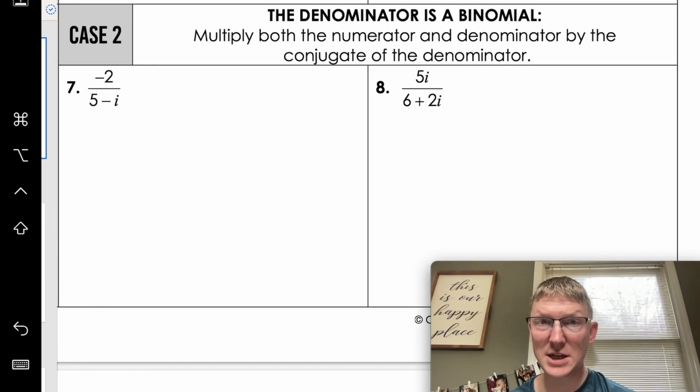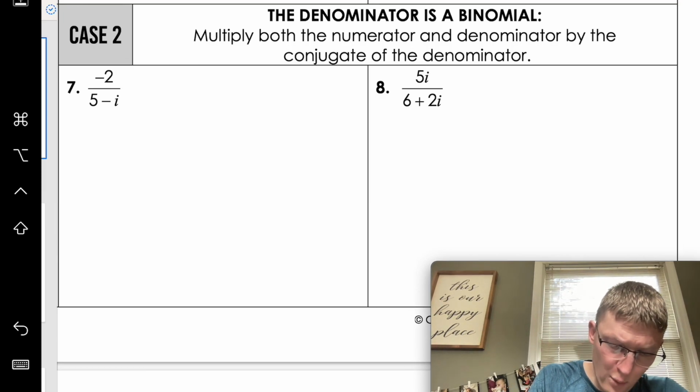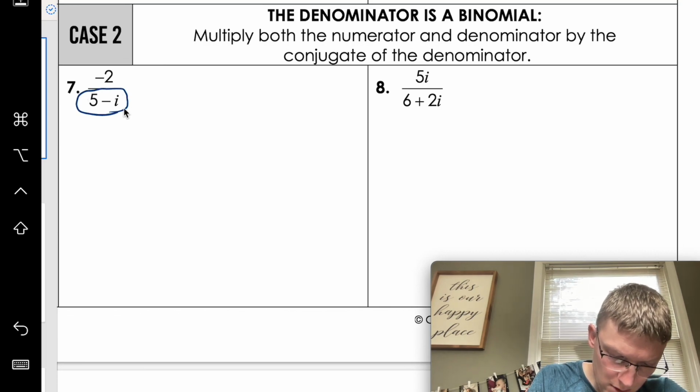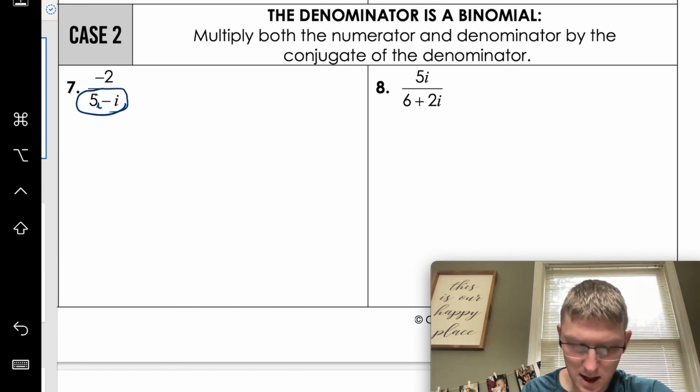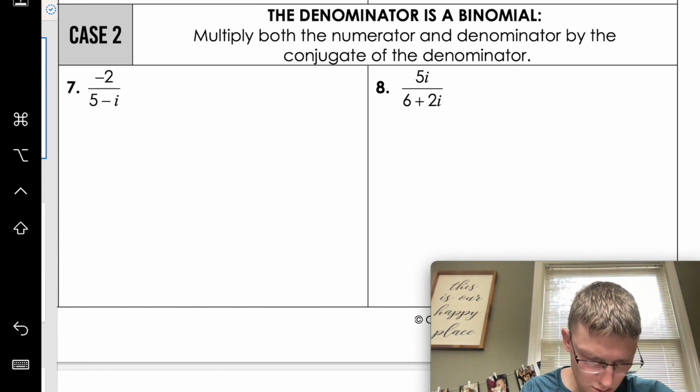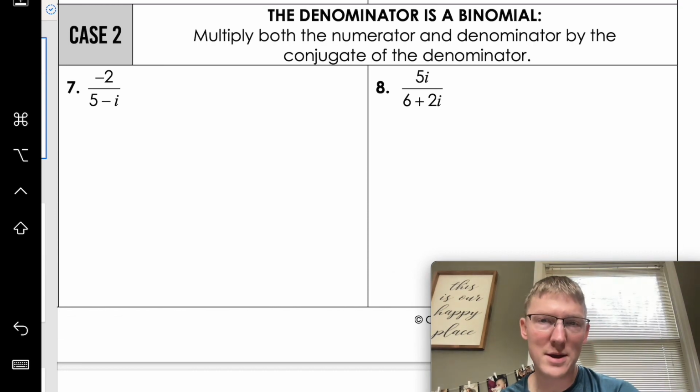Okay, so for number 7, we have a different situation. The first case is kind of the easy case. It's just a number times i. So that's when you're going to multiply by i. If we did that here, then that i would just be in front of the 5, and we would still have an i in the denominator. So we have to use a different method to get that i out of the denominator.